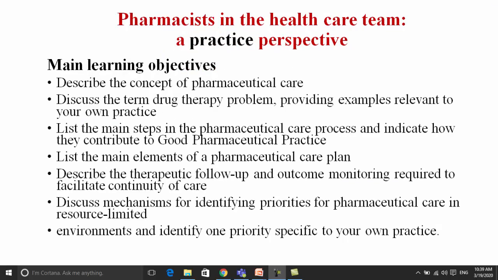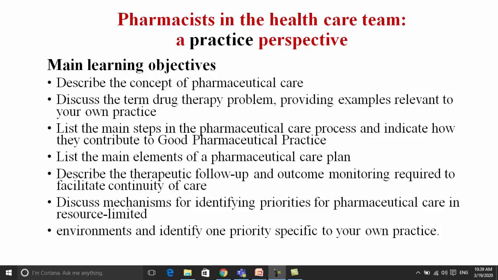The main learning objectives that can be achieved after finishing this lecture. During this lecture, we will describe the concept of pharmaceutical care. Then we will discuss terms such as drug therapy problem, and we will provide examples that are relevant to your practice, to practice in Jordan, and that could clarify these terms.